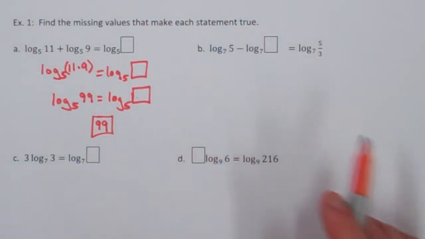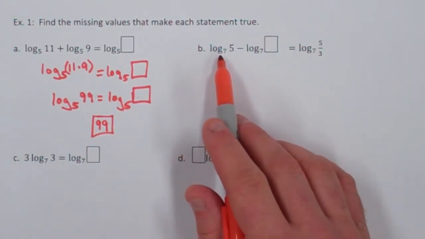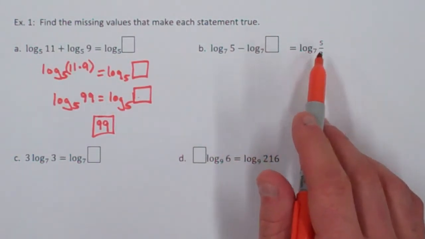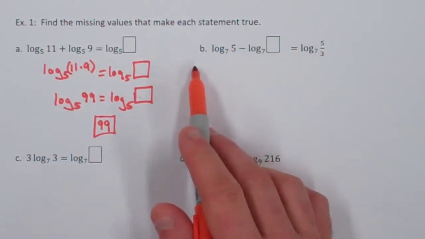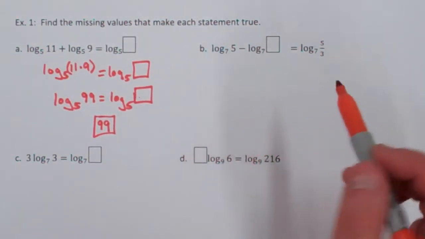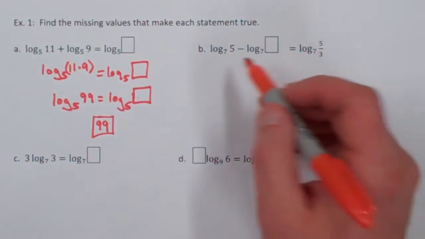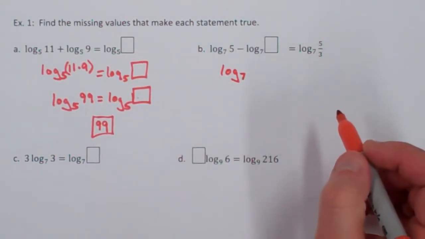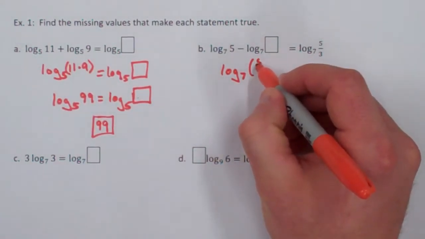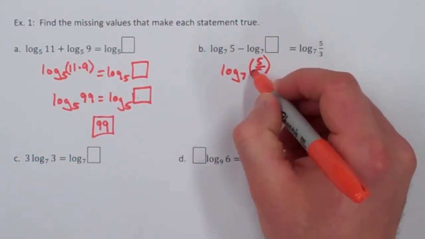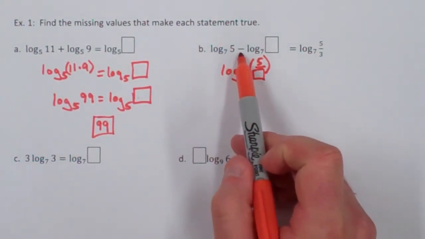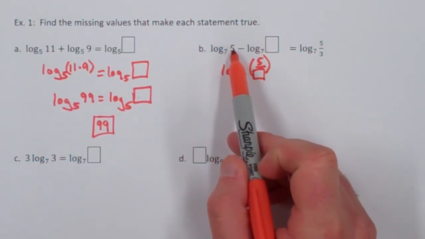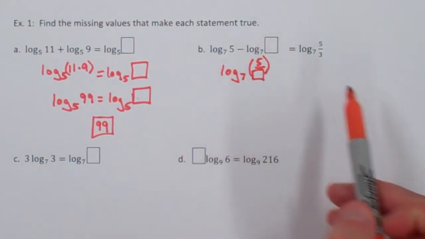With the one on the right-hand side, part B, we have a similar setup. We have log base 7 of 5 minus log base 7 of some value equal to this logarithm on the right-hand side, and the bases are all the same. Let's try to combine these first. So if we combine these, that's log base 7 of 5 divided by the number that goes in the box. Remember that when we're subtracting logarithms, we're allowed to combine those if they're the same base, and the left position goes in the numerator, and the right position will go in the denominator.